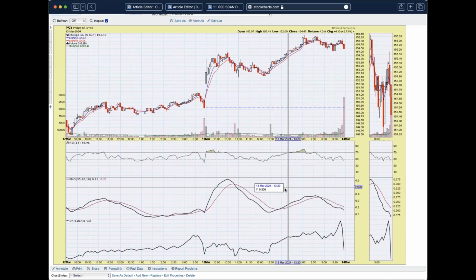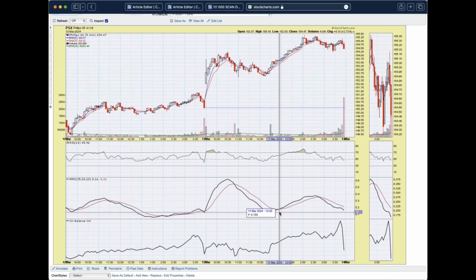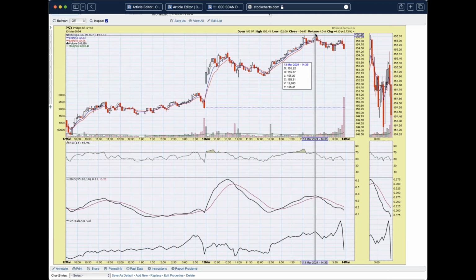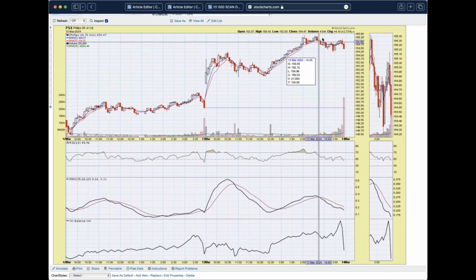Where was the prior buy point? Here's the prior buy point right here. Positive crossover, positive RSI would have gotten you in at about 153.66. And your sell point came in down here, which would have gotten you out right at that top. Very nice.